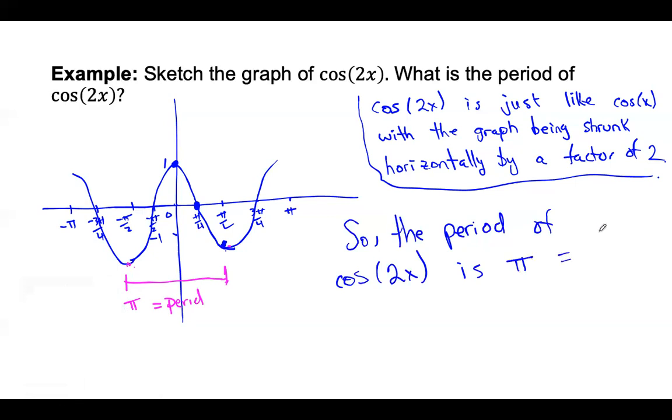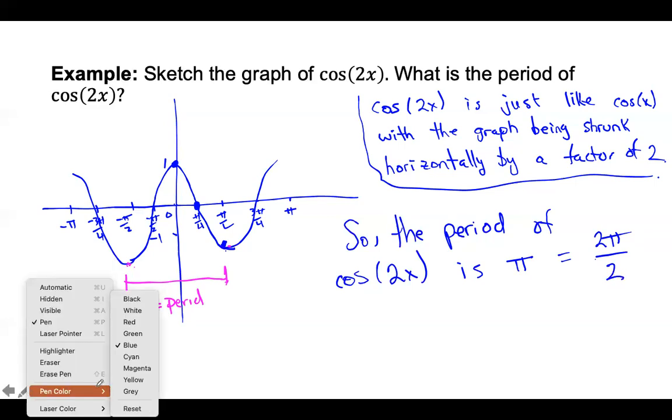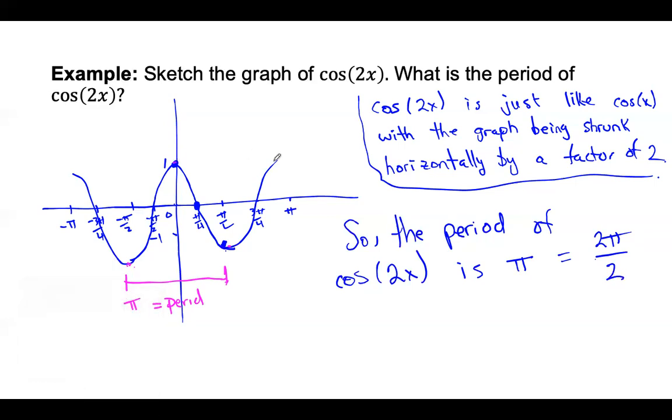Now you could think of it like a pattern here, because the period is normally 2 pi, but now we're dividing it by this factor of 2, which gives pi. You could pick different points on this. You could pick from up here to this point here. The period would also be pi.